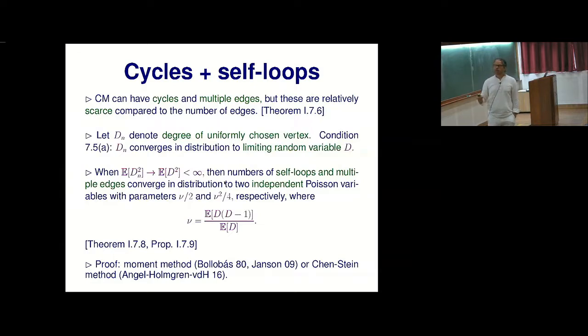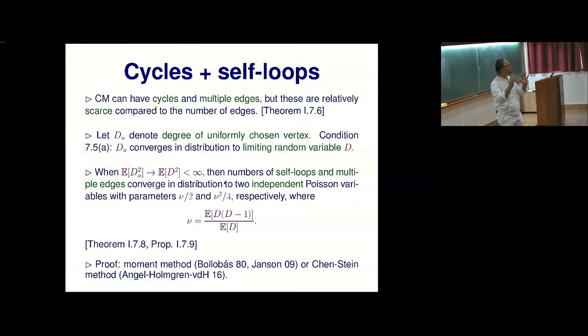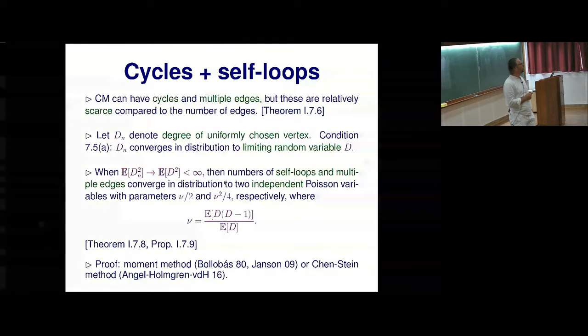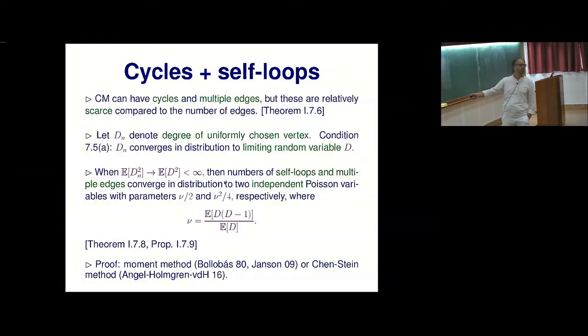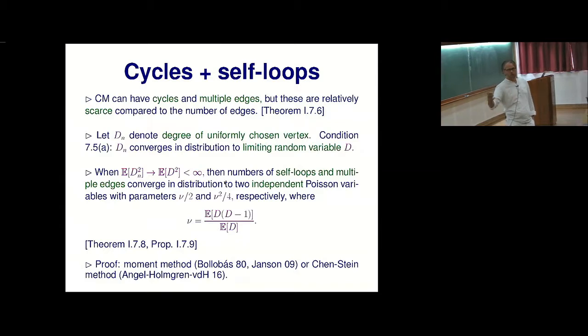Then if you look at the number of self-loops and the number of multiple edges jointly as a vector, this converges in distribution to two independent Poisson random variables with parameters nu over 2 and nu squared over 4, where nu is some ratio of expectations in which the second moment appears. So in general, if the second moment is finite, then these are finite values, and it means that the total number of self-loops in the large graph limit converges to a finite random variable. And also the total number of multi-edges converges to a finite number.